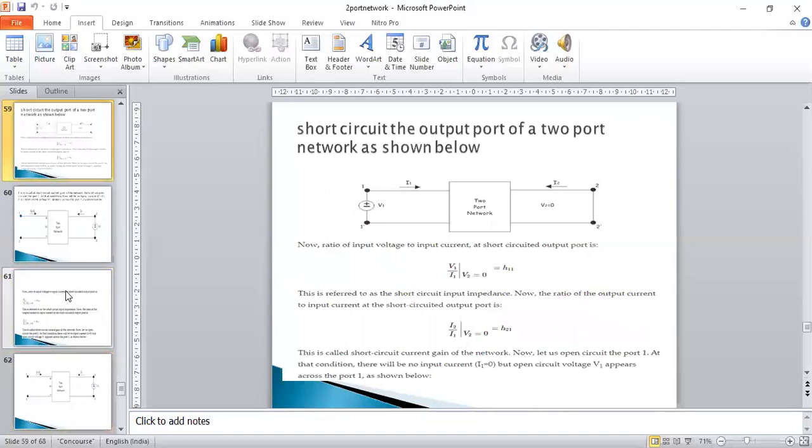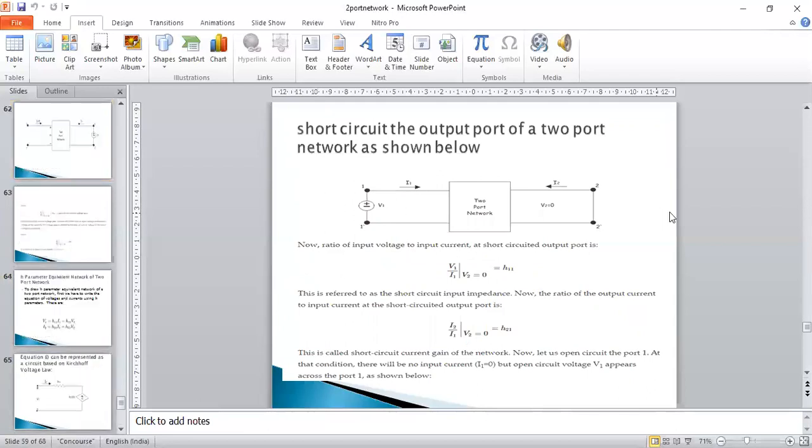Once we have modeled this H parameter, we have to short circuit the output terminal, which is represented here in the slide as 2 dash, which is short circuited. It means the voltage between these two terminals is equal to 0. Once V2 is equal to 0, we put it in the principal equation.